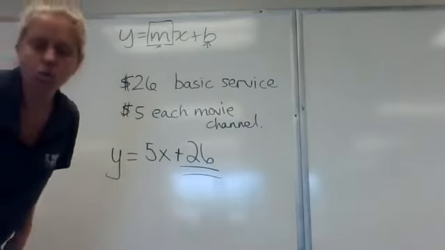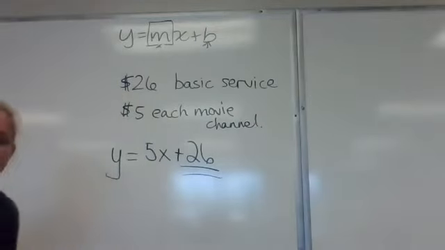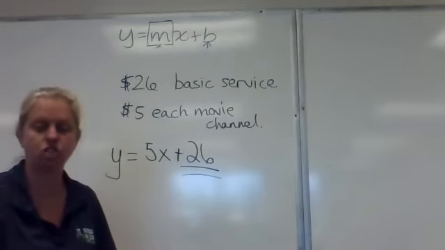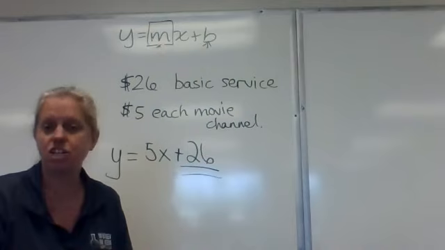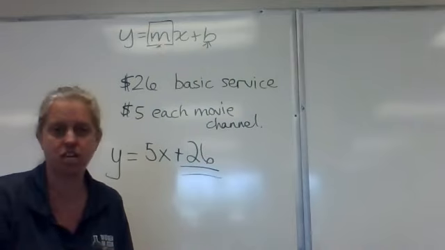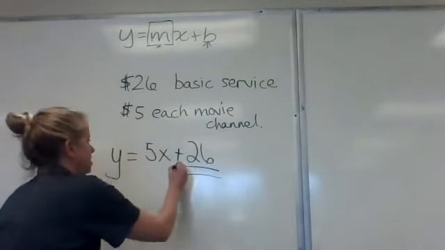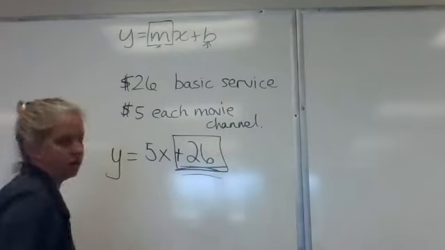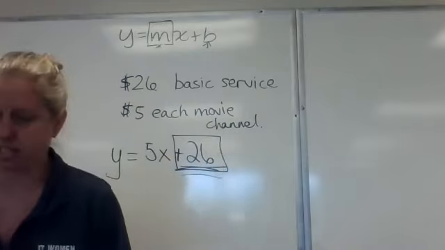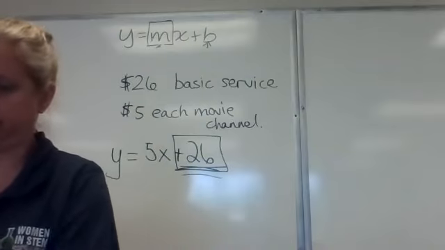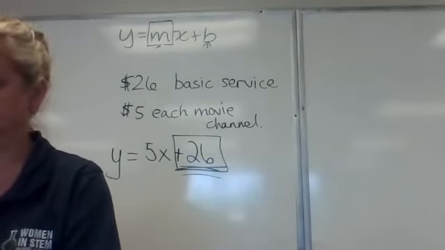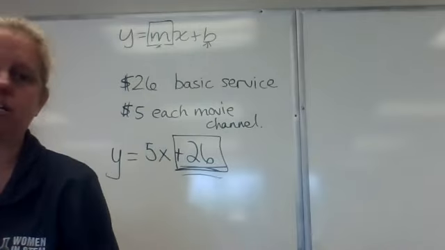It wants to know which one of these numbers is the fixed cost, the one that stays the same for everybody. It doesn't change no matter how many movie channels you get, which means that number right there. That is your fixed cost, which is B. The fixed cost is the one that's the same for everybody and it doesn't change no matter what.